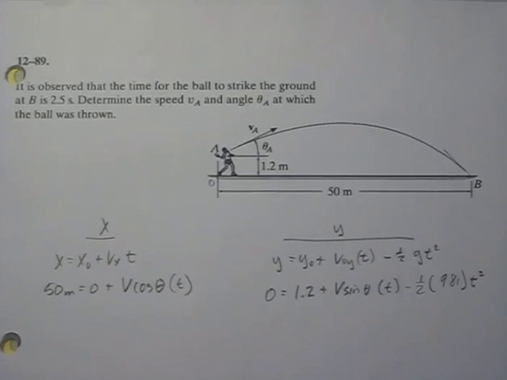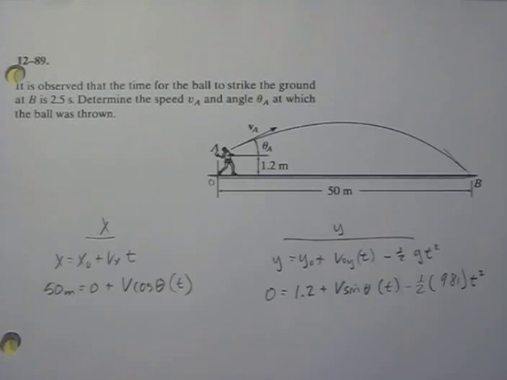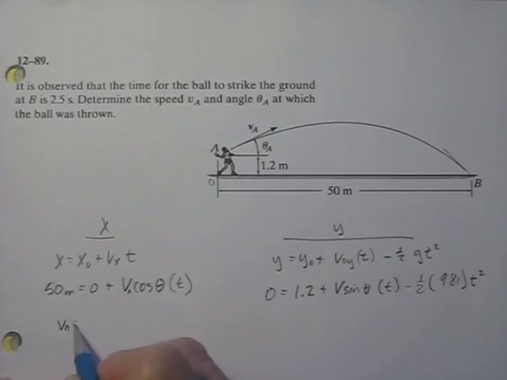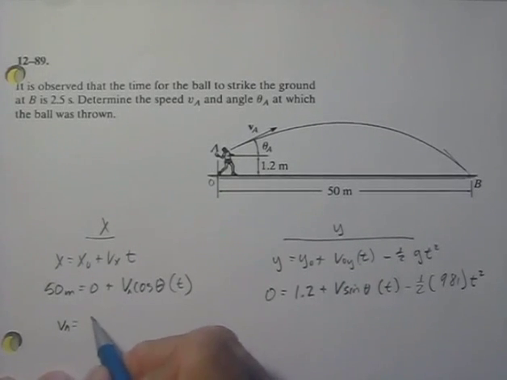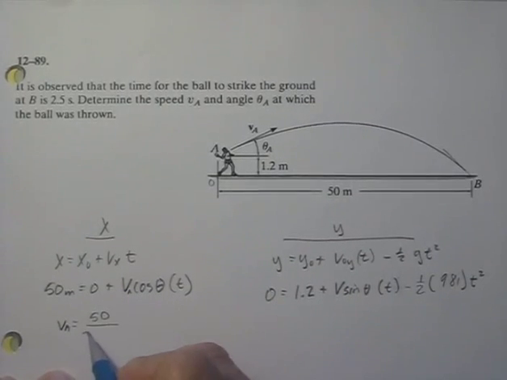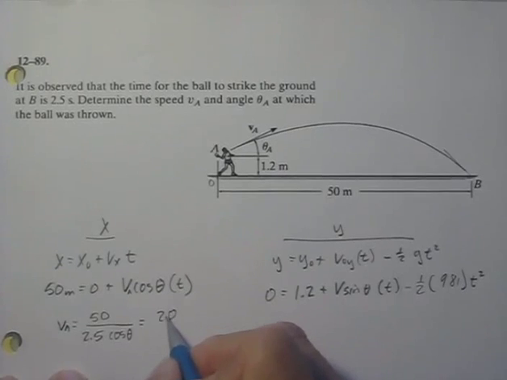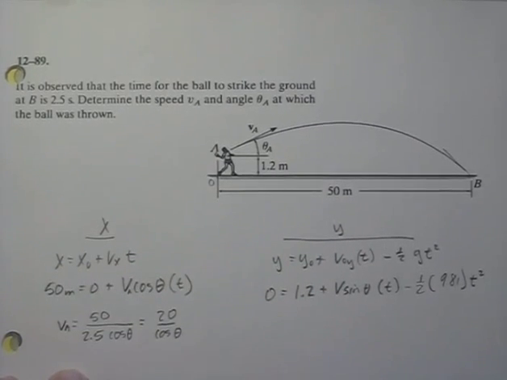So let's go back to this side over here and solve this for, and this is our VA. Let's solve this for VA is equal to 50 on the numerator divided by 2.5. That's the seconds. And divided by cosine of theta. And that's equal to 20 over cosine theta.